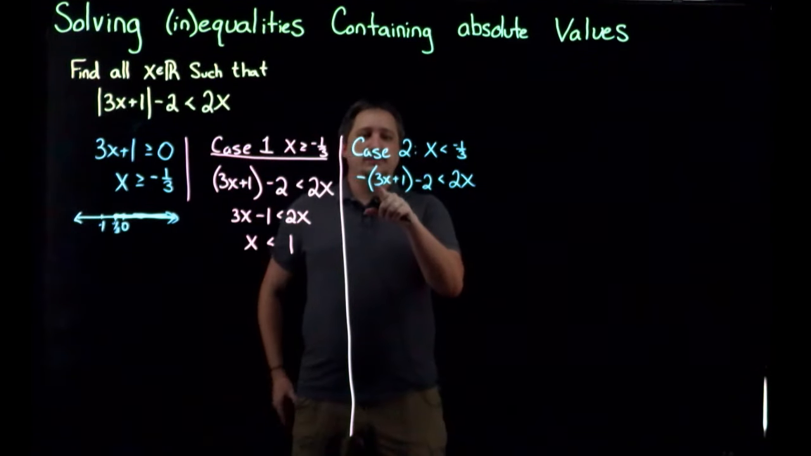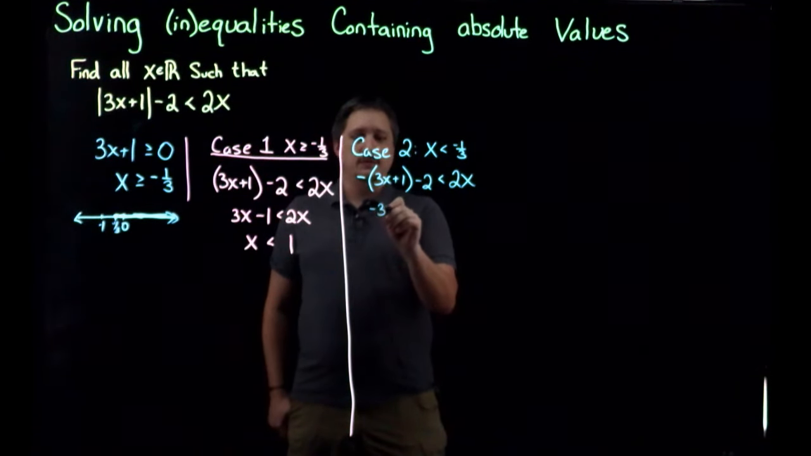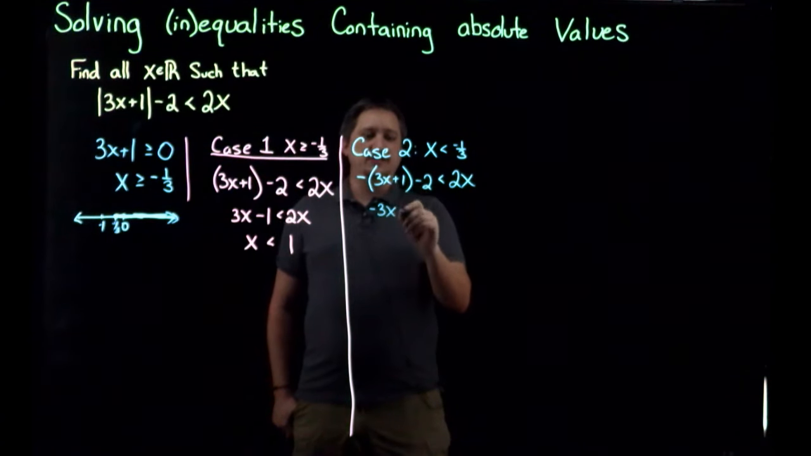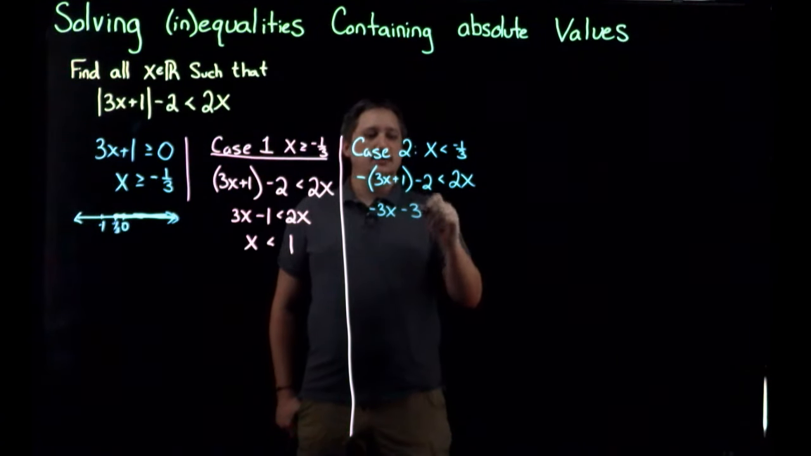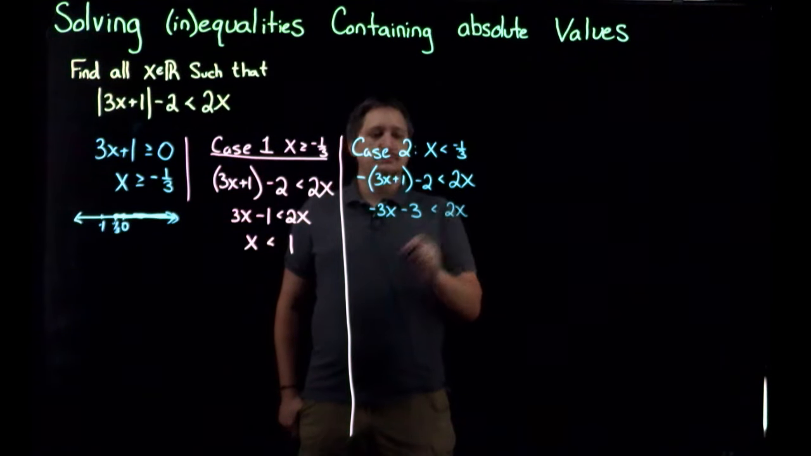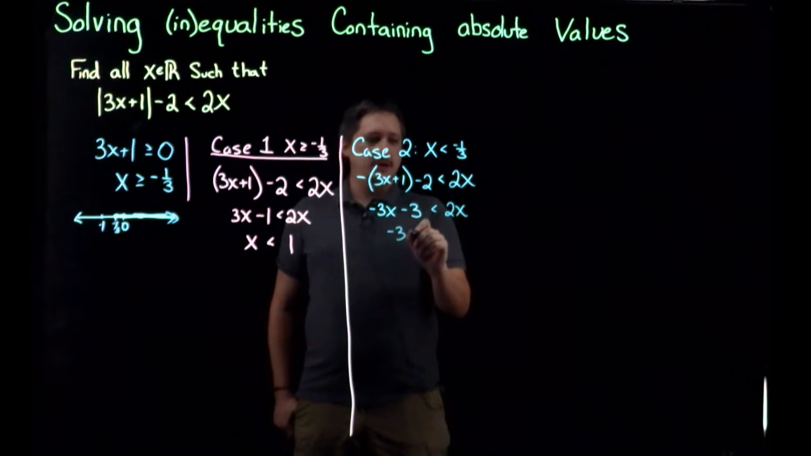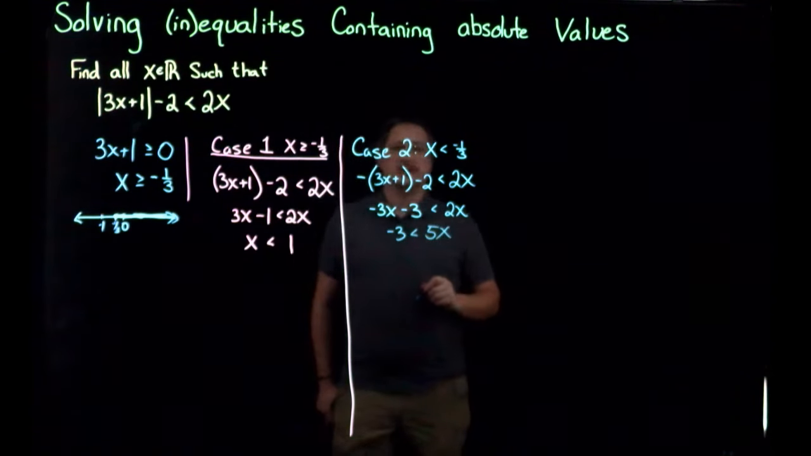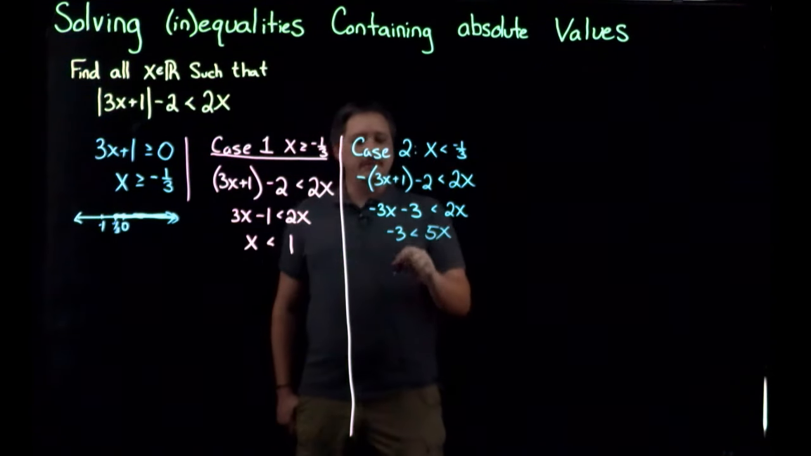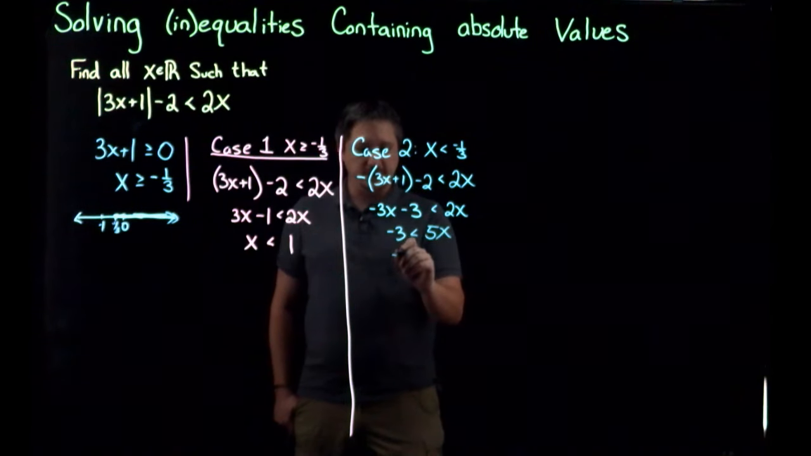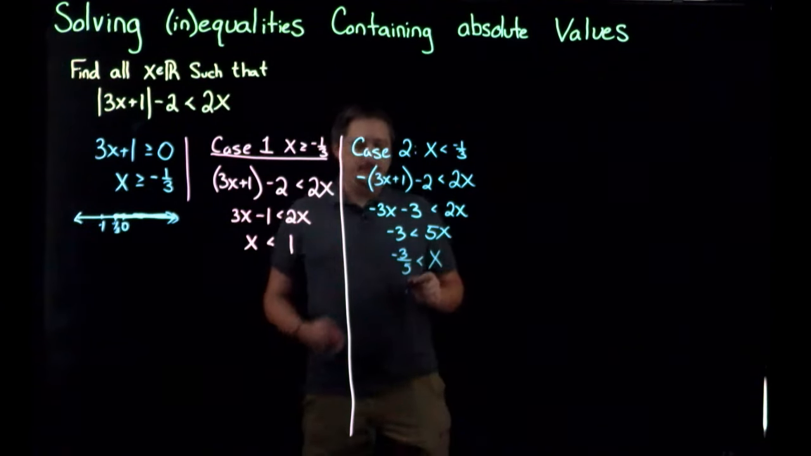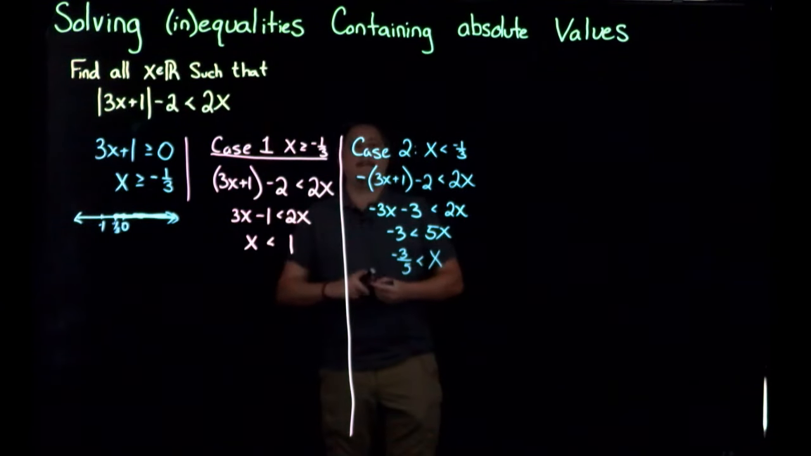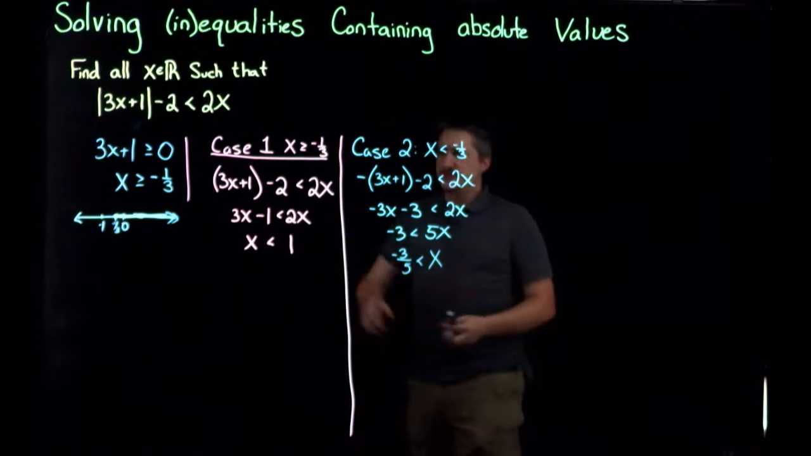Same idea over here. So I'm going to have negative 3x minus 1 minus 2, so I'm going to have minus 3 less than 2x. So then I can add the 3x over. So I'm going to have negative 3 less than 5x, right? And then divide by 5, excuse me. So I'm going to have negative 3/5 strictly less than x. Okay. So I've solved, right?